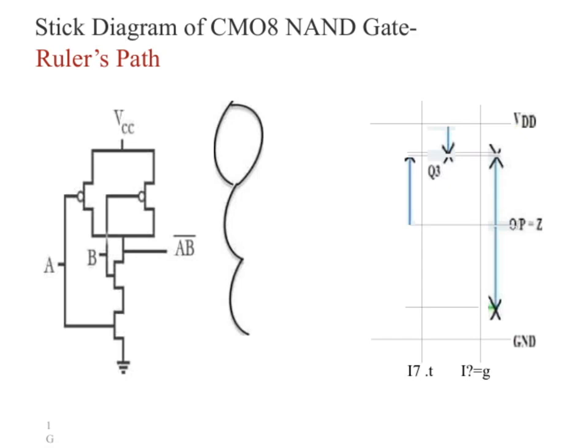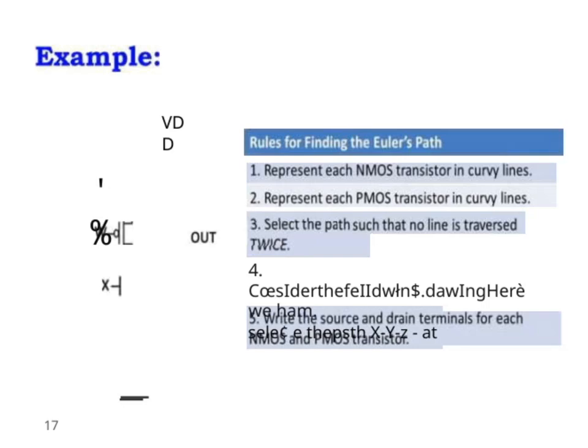Here we have the stick diagram for a CMOS 8-transistor NAND gate. This diagram visually represents the layout of the transistors and their connections in a simplified form. The ruler's path refers to the alignment and measurements used to ensure precise placement of components. While the labels like 1G, I7, and I equals G may look cryptic, they typically denote specific nodes or signals within the circuit. Understanding this stick diagram helps us grasp the physical design and how the transistors interact to perform the NAND logic function efficiently.